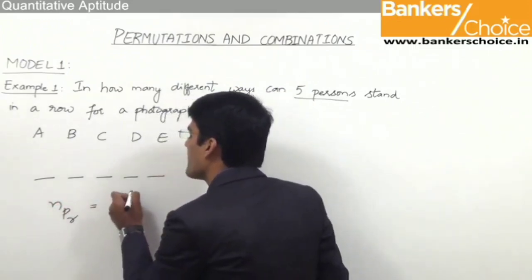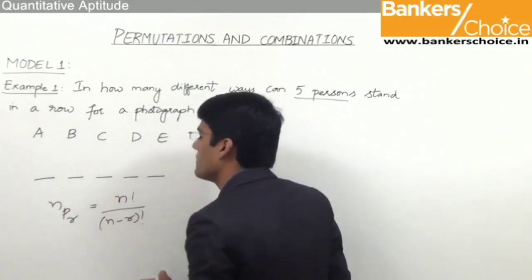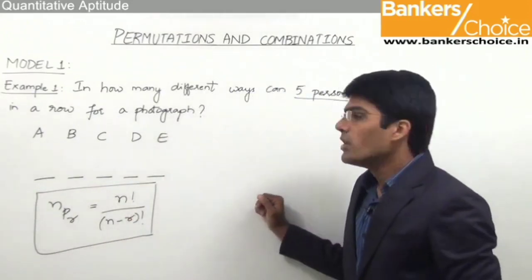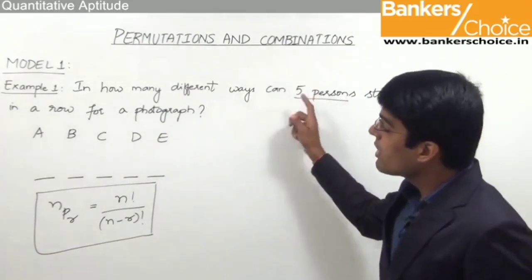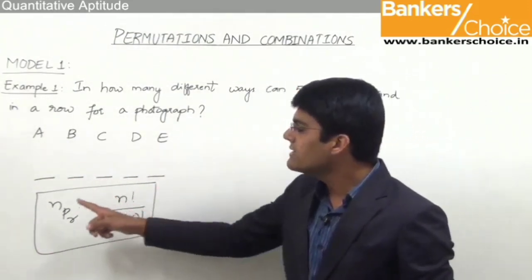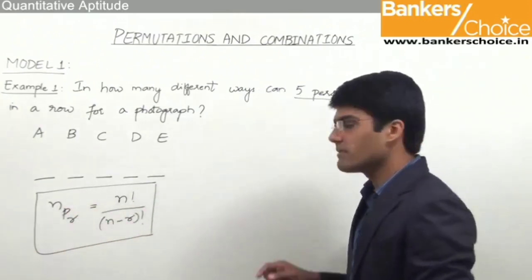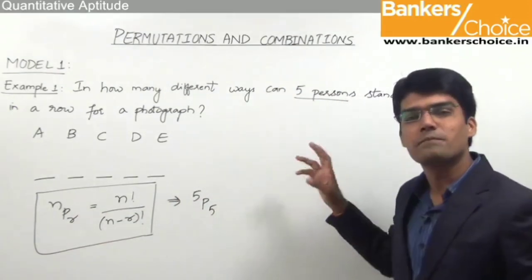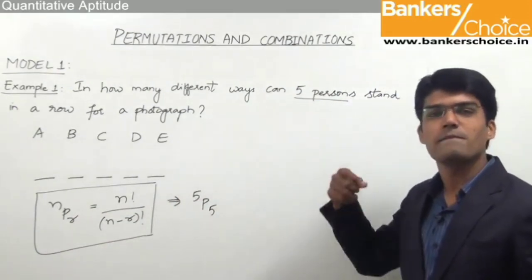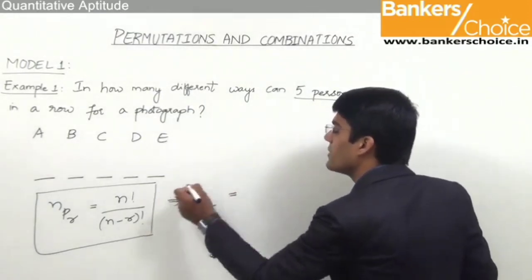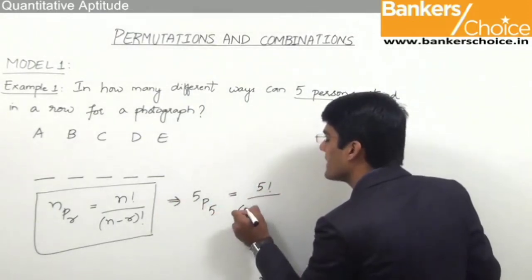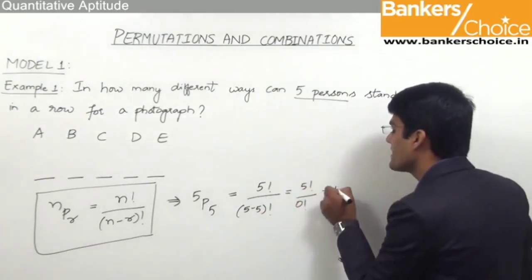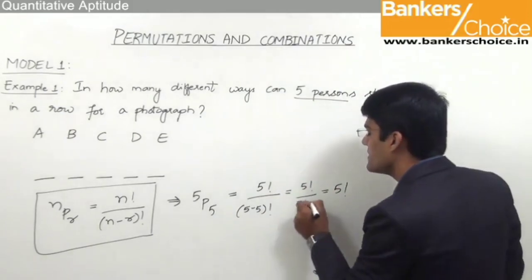nPr is equal to n factorial divided by (n minus r) factorial, where n is the total number of persons and r is the number of persons taken at a time. Now in the given case, we have a total of 5 persons and all the 5 persons have to be arranged. That means n is equal to 5 and r is also equal to 5. So we can say that the answer here will be 5P5, that is the number of permutations of 5 persons taken 5 at a time. That means all the 5 persons have to be arranged. Now 5P5 will be equal to 5 factorial divided by (5 minus 5) factorial, that is equal to 5 factorial by 0 factorial. And hence this can be taken as 5 factorial. Why? Because 0 factorial is equal to 1.